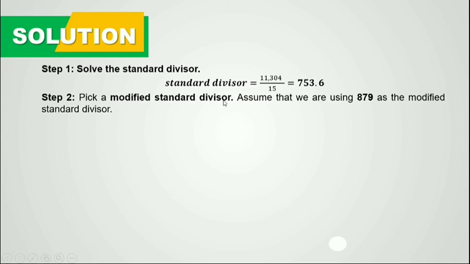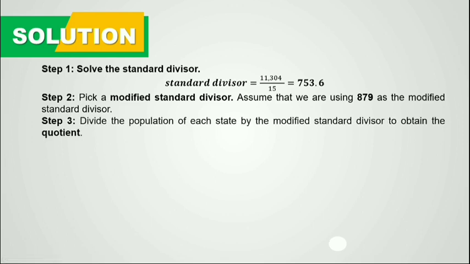Then step 2, you have to pick a modified standard divisor. Let's just assume that in this case, we have chosen 879 as the modified standard divisor. Take note that the modified standard divisor is chosen by trial and error. You can pick 760, 754, or 755, as long as the modified standard divisor is higher than the standard divisor. Then divide the population of each state by the modified standard divisor to obtain the quotient.